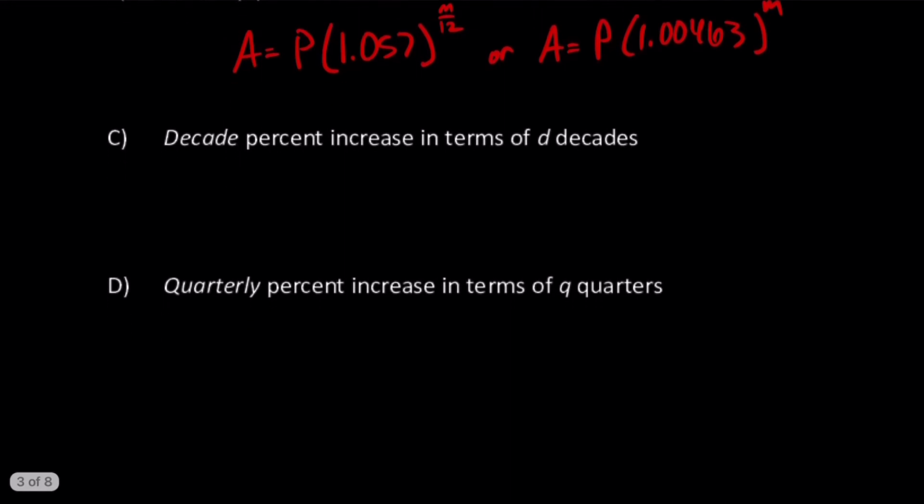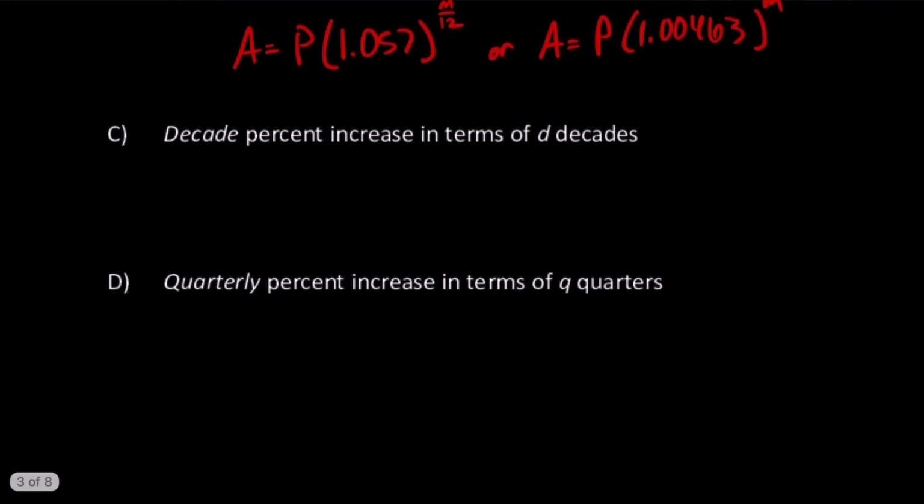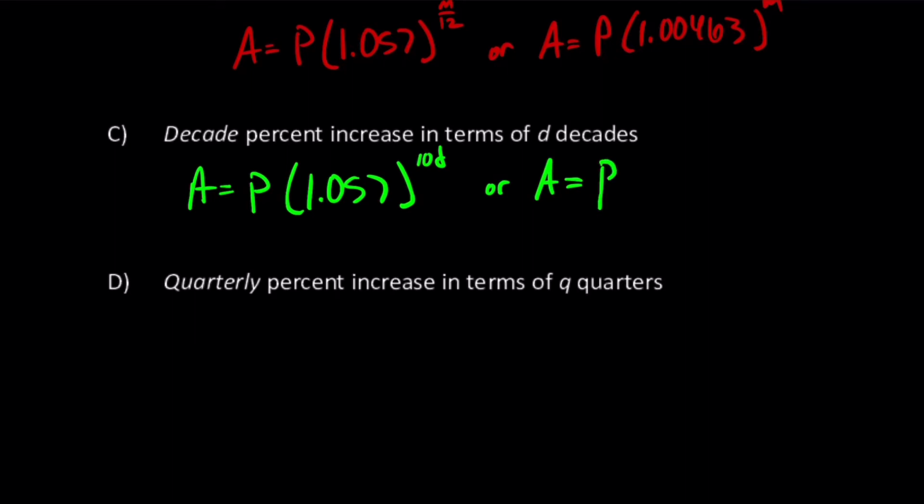Okay, decade percent increase. So what am I going to get for a whole decade? Well, that'll be my 1.057 times 10d. Because a decade is bigger than a year, if you're going to a larger unit of time, you need to multiply that exponent. Or A equals P times, let's see, what do I get there? 1.74080 to the D.